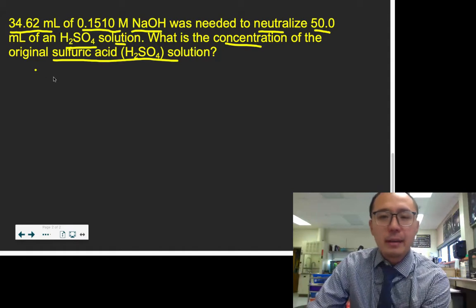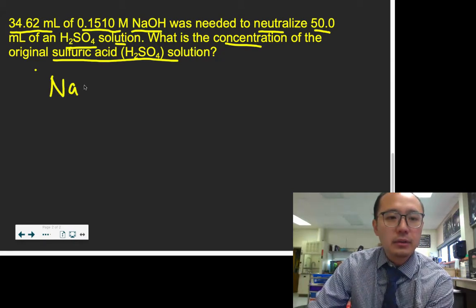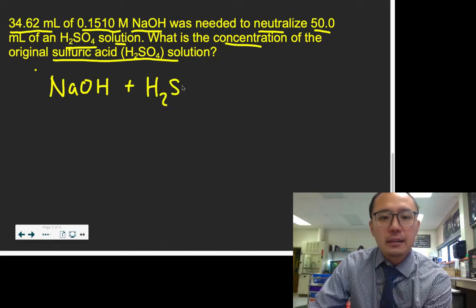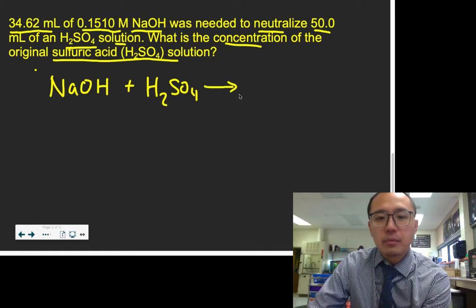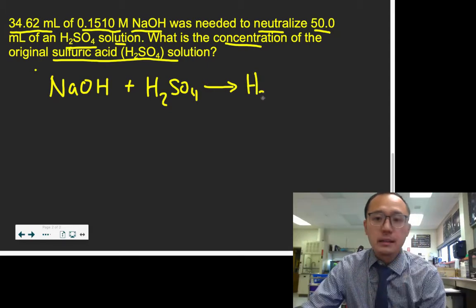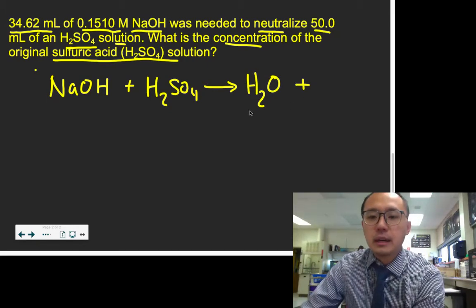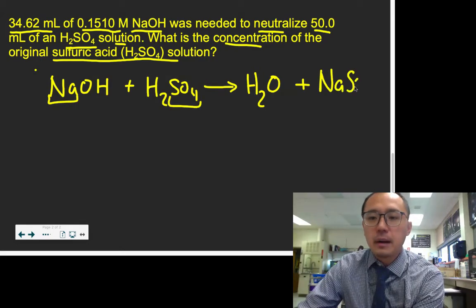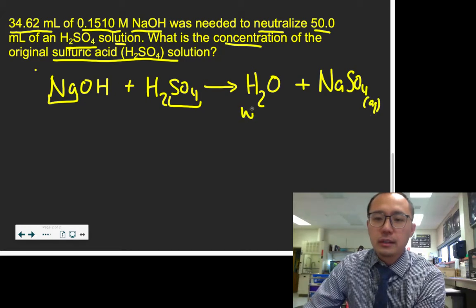Alright, so there's a lot of numbers, but all I know is that it's a neutralization, so I'm going to write my reaction down, starting with sulfuric acid. Then I need to determine what my products are. Because it's a neutralization reaction, I have water, and then my cations and anions are going to combine, giving an aqueous salt in the solution. This is my water, which neutralizes everything.